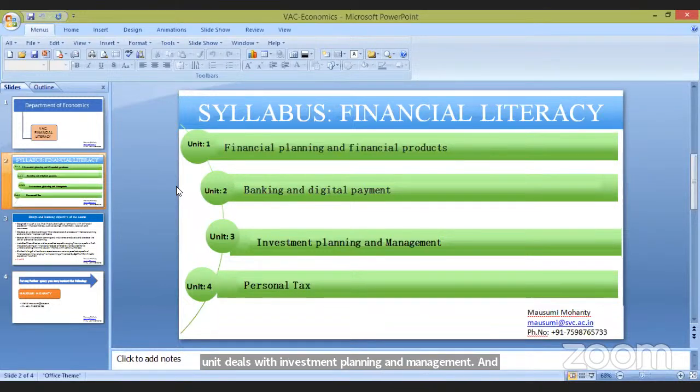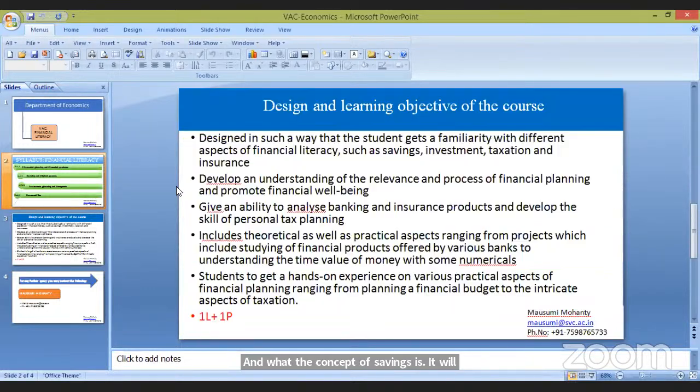Financial literacy is a study for the common mass. Students of any discipline can opt for this. Now, the syllabus of this subject will enhance your ability in majorly three fields. First, you will be able to understand and apply financial skills. It will help you in understanding personal financial management. And thirdly, and most importantly, you will be able to understand what budgeting is and what the concept of savings is. It will also help you in developing a holistic framework of being financially disciplined.